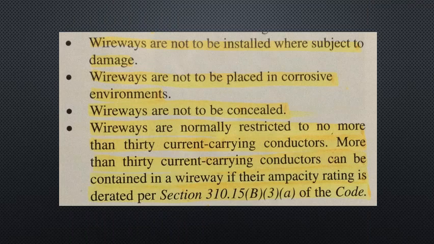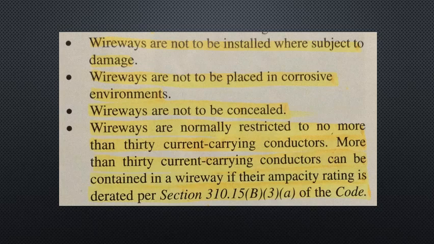Additional information and requirements concerning the design and use of wireways can be found under Article 376 and Article 378 of the Code. Some key points within this article include the following. Wireways are not to be installed where subject to damage. Wireways are not to be placed in corrosive environments. Wireways are not to be concealed. And wireways are normally restricted to no more than 30 current carrying conductors.